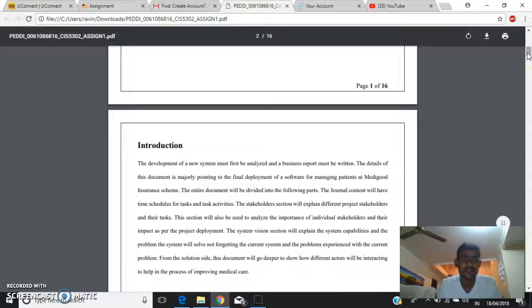This is the assignment one. The entire document is divided into these following parts in this Medigood health insurance scheme.